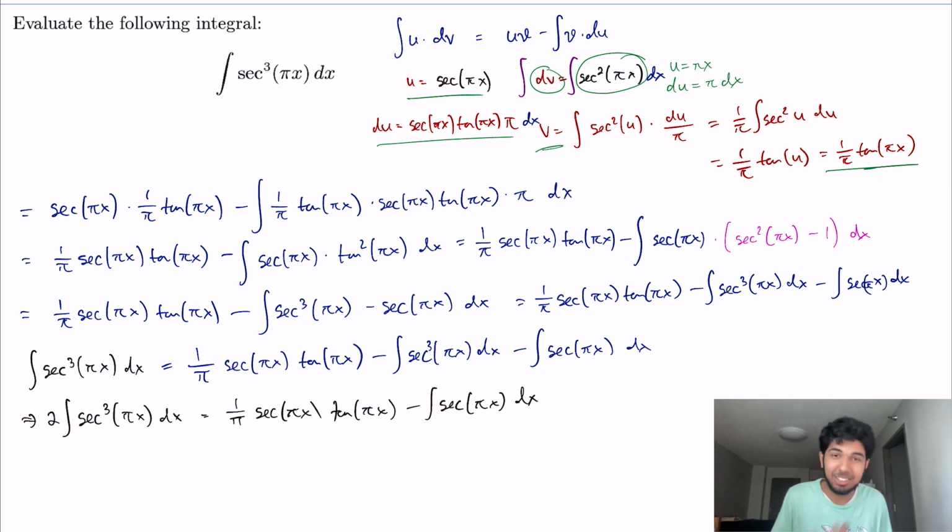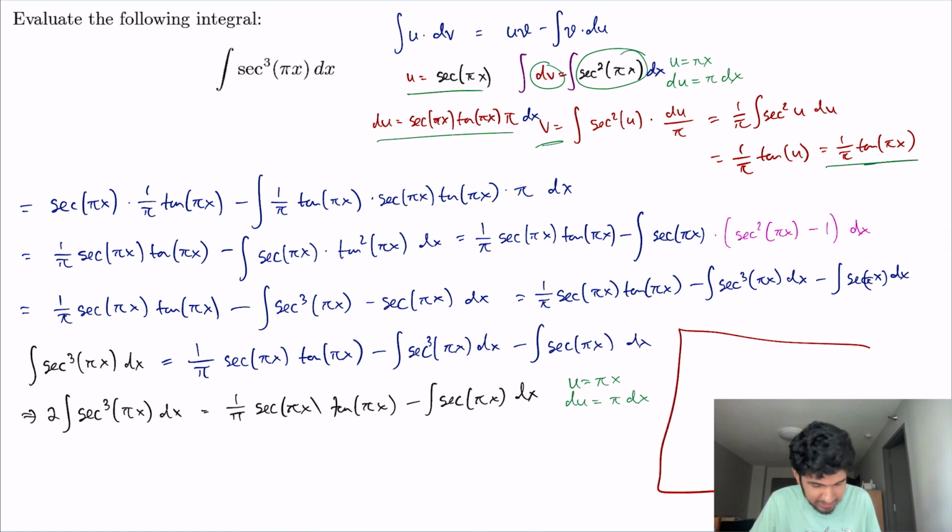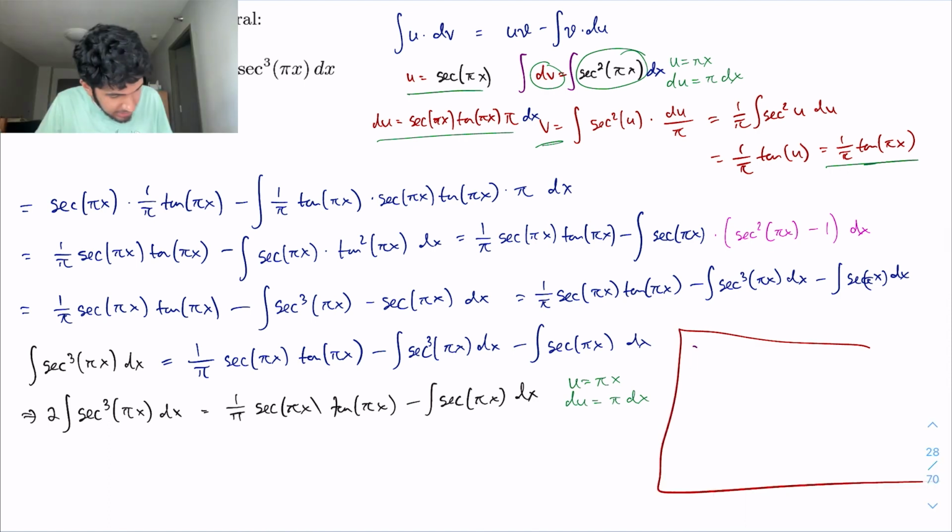We can solve this integral using some u-substitution. We'll let u equal pi x. We'll let du equal pi dx. So let's just solve that integral off to the side in this box here. The integral of secant of pi x dx is equal to the integral of secant of u times du over pi. So that's equal to 1 over pi, the integral of secant of u du.